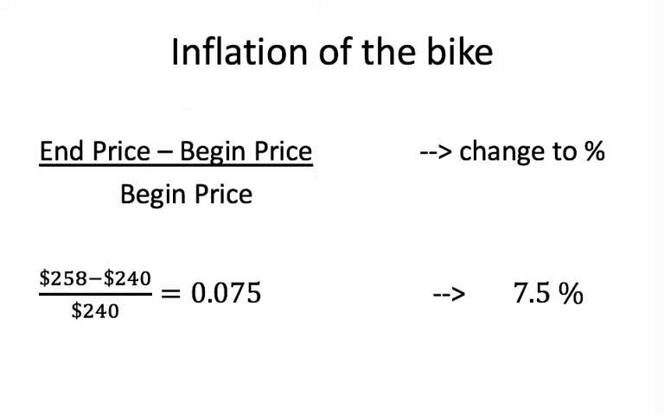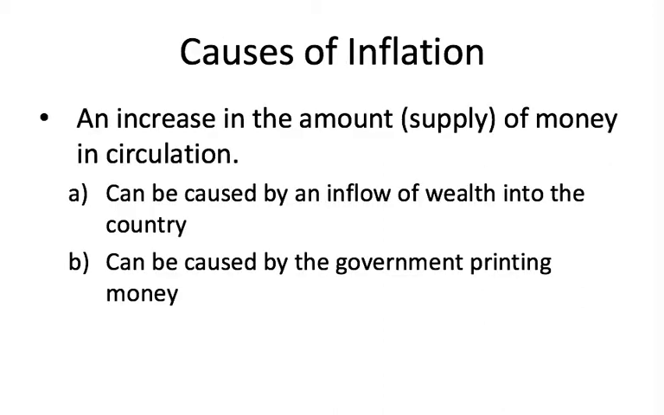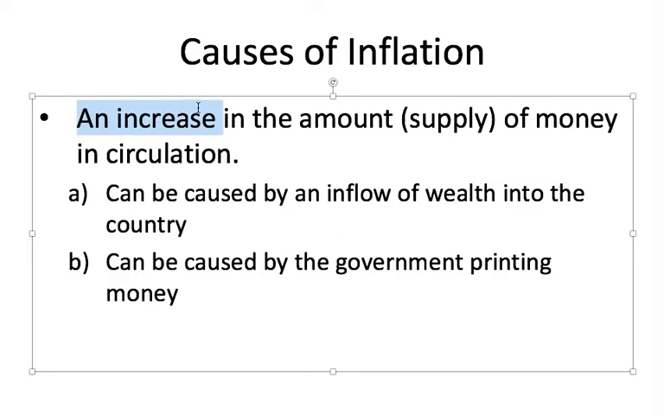Okay, now that you know how to calculate inflation, what is it exactly that causes inflation? There's a few different things, but one cause of inflation is an increase in the amount or the supply of money in circulation. Circulation here means going through a country or an economy. There are two major ways that this happens. One can be caused by inflow of wealth into the country. That is when money from outside a country comes into a country. The second one is caused by a government printing money.